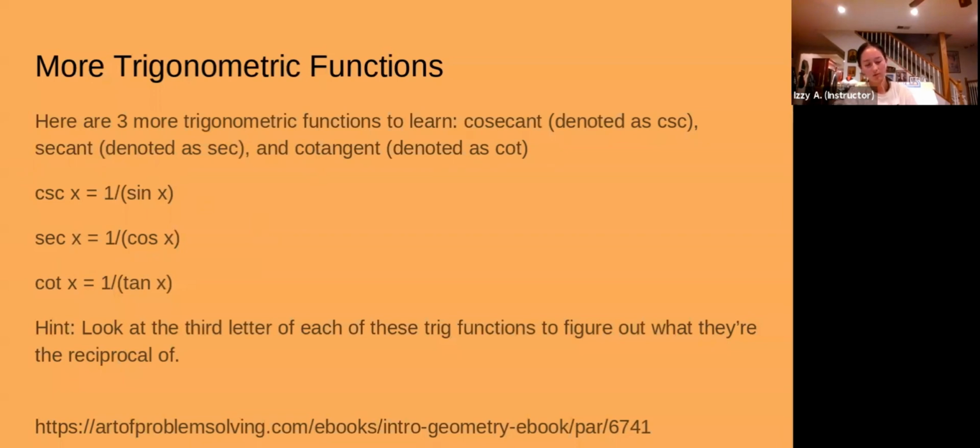And I'll give you a few more seconds to just go over it, and then we can go ahead and move on to the next section.